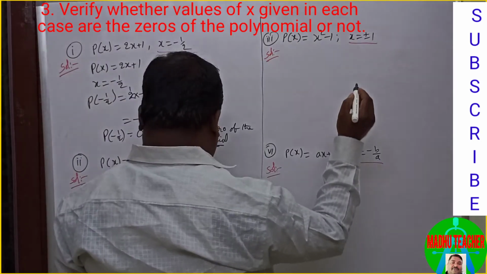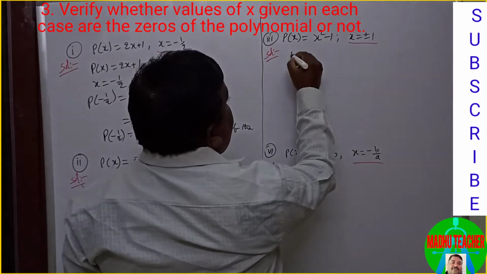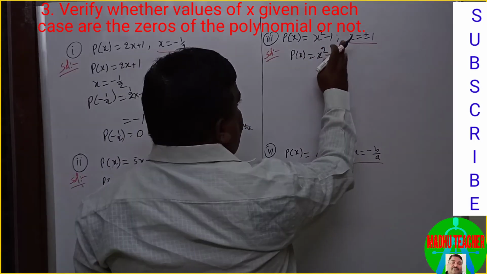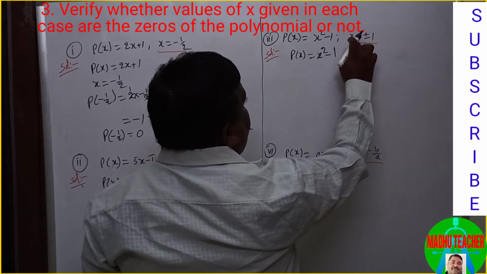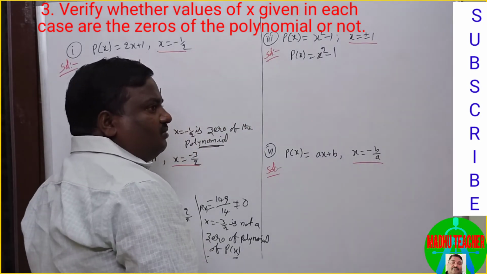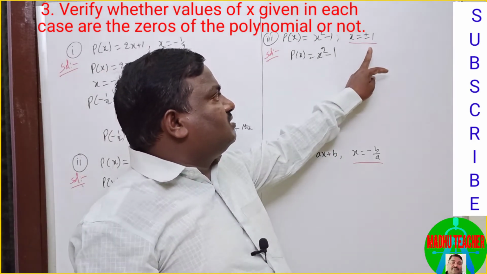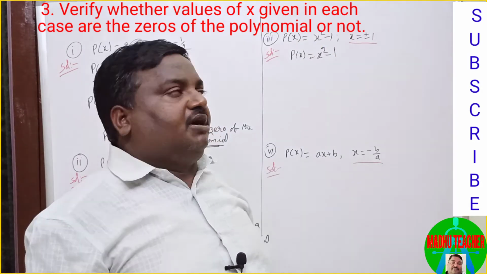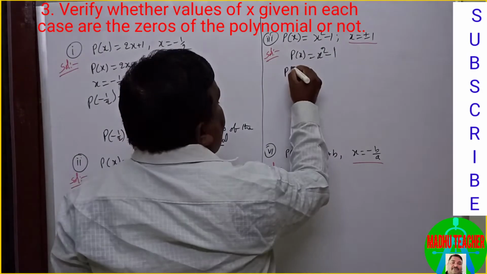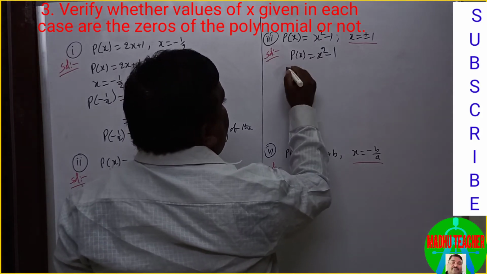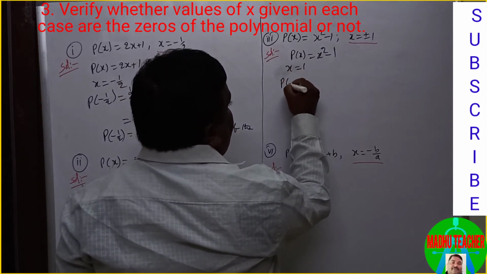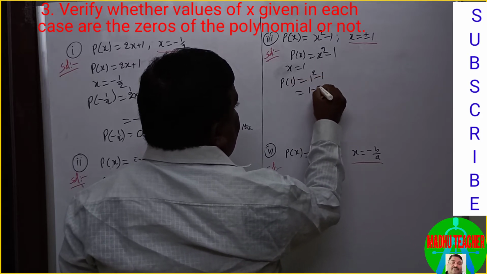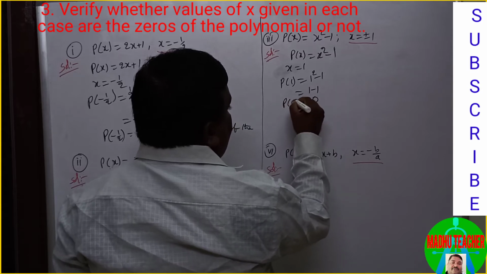So next one is, what is given, p of x equal to x square minus 1. So x equal to plus or minus 1. You have to take 2. x equal 1 once and x equal minus 1 next. You have to take two: x equal to 1 and x equal to minus 1. So I am taking first x equal to 1. P of 1 equal to 1 square minus 1. So that is 1 square is 1, minus 1. 1 minus 1 is 0. P of 1 equal to 0.